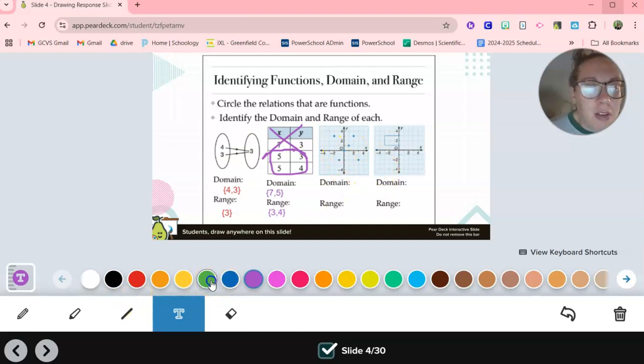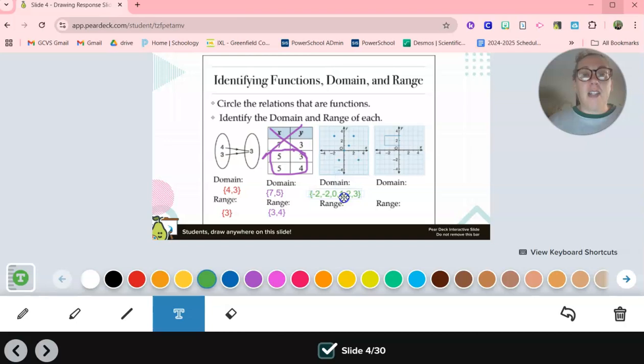For the next one, for 3, this one is a function. There are no x values that are on top of each other. Each x value is in its own vertical place. So some x values we see here are negative 2, negative 1, 0, 1, 2, and 3.